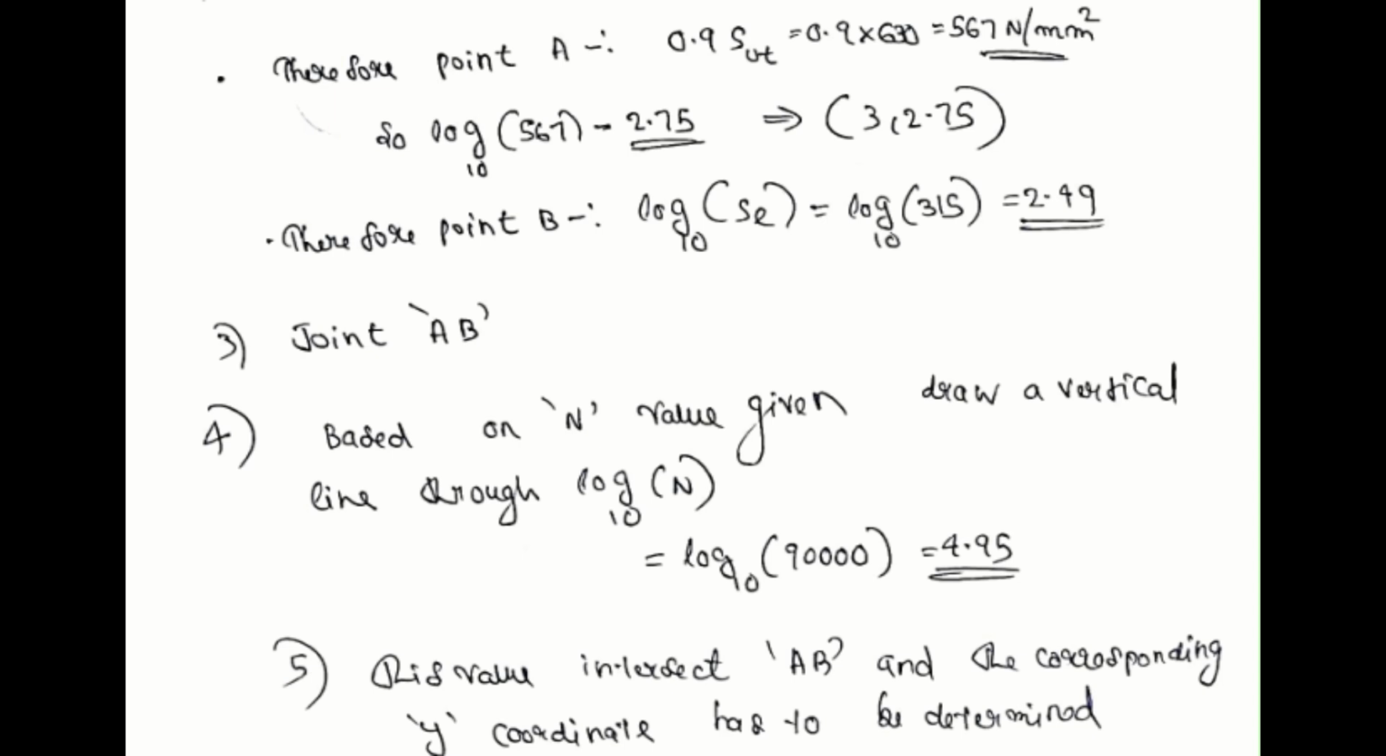So we draw the x-axis and y-axis and then locate points A and B. Now we have the two coordinates for both A and B. Now just join the line AB. We have two points A and B, right? Just join the line AB. And from B, draw a horizontal and a vertical line. The next step is we have to draw a vertical line from the number of cycles.